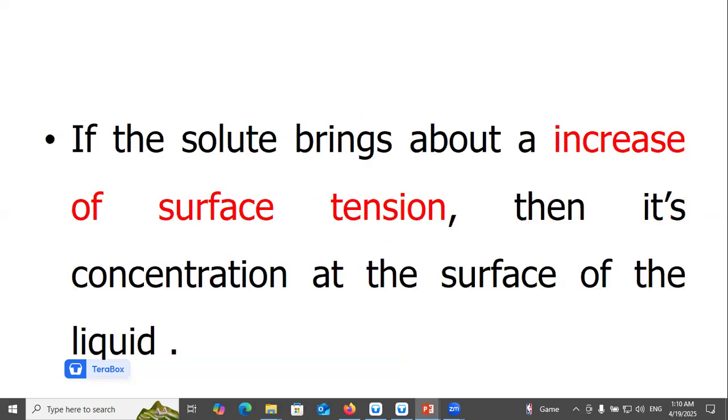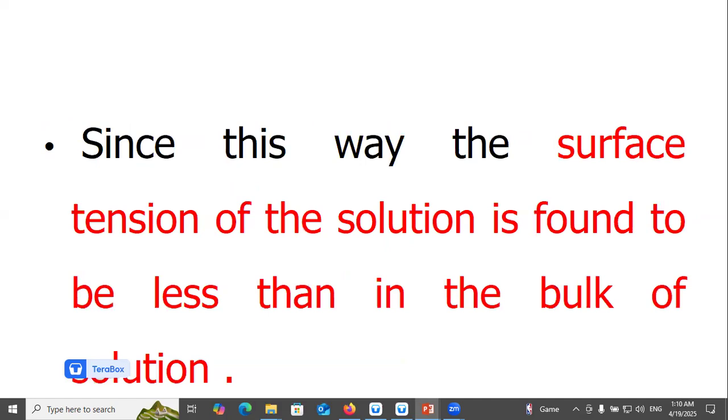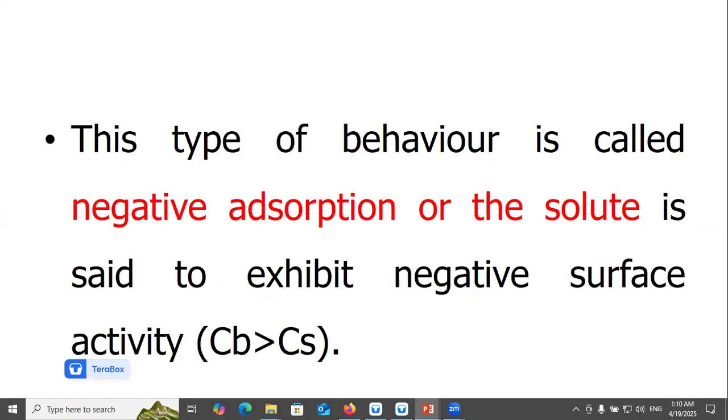If the solute brings about an increase of surface tension, then its concentration at the surface of the liquid is lower, since that way the surface tension of the solution is found to be less than in the bulk of the solution. This type of behavior is called negative adsorption, or the solute is said to exhibit negative surface activity. Cv is greater than Cs.